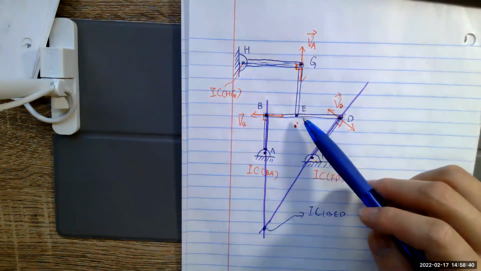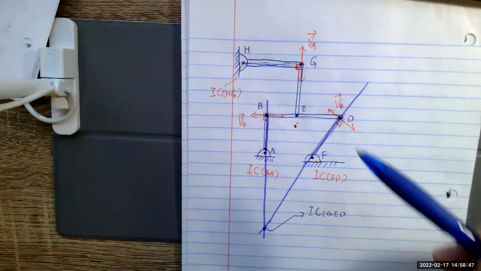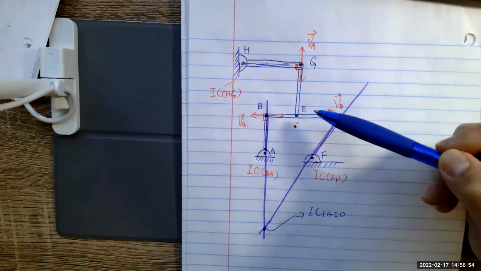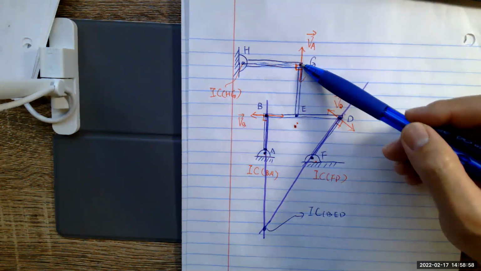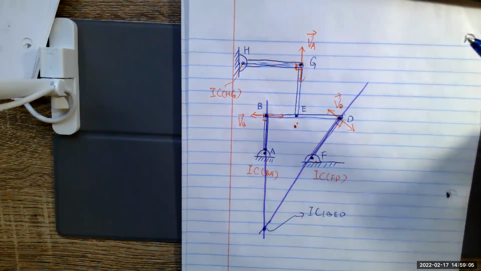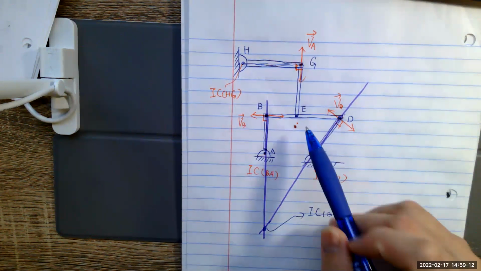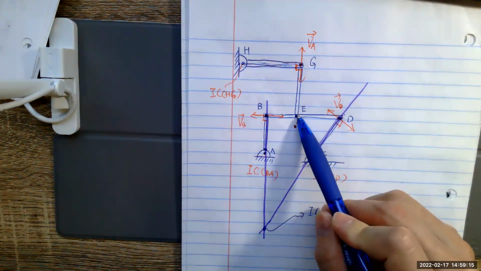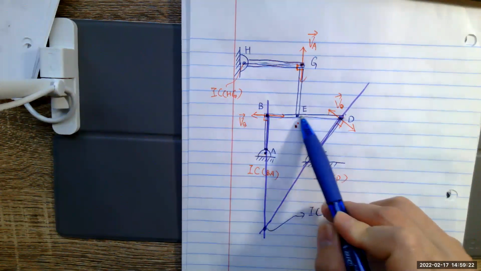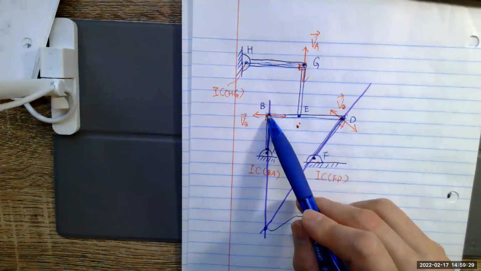Where's the instant center for EG? If you try to apply the 4 steps to this rigid body EG, you're going to get stuck at step 1, because we only know the direction of velocity at point G. We have no idea about the direction of velocity at point E. We can't draw lines, we can't find an intersection. But one thing we can do is observe that point E is not only a point on this rigid body EG, it's also a point on this rigid body BD. And we just found where the instant center is for this rigid body BED.